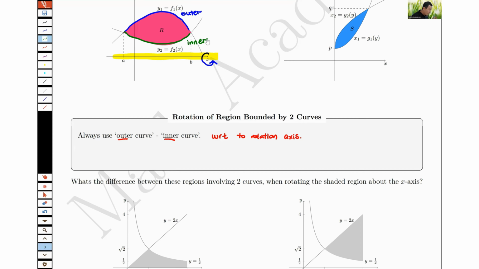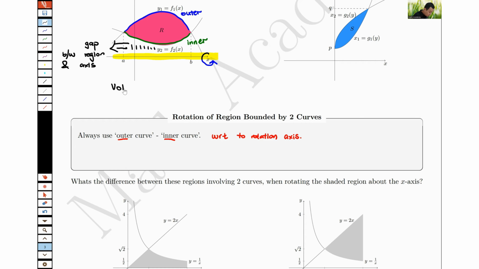And when should we identify the outer and inner curve? Because you see over here, this whole segment, I call this a gap. There is a gap between the region and your axis. If there is a gap appearing, then there must be an outer and inner curve concept because your region is in between two graphs and there is a gap. So with a gap, always outer, inner.